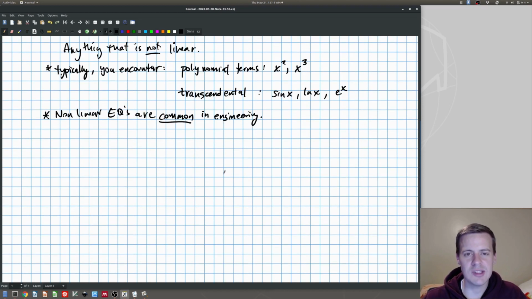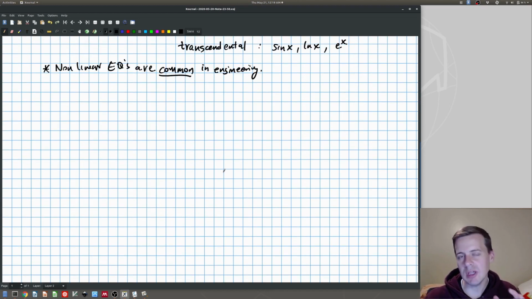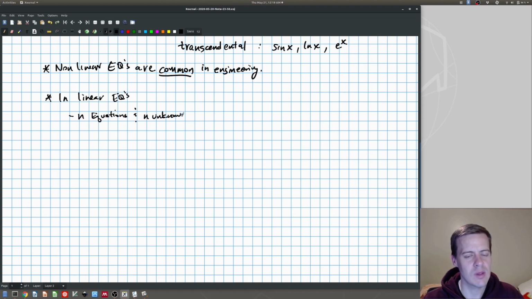There are some important things to say about the solvability of a nonlinear equation, and I'm going to compare and contrast this with linear. In linear equations, if you have n equations and n unknowns, you can show that if those equations have certain properties, if they're linearly independent, you have a unique solution. Again, this is a thing you'll talk about more in, say, a linear algebra class, but that's an important thing to know.